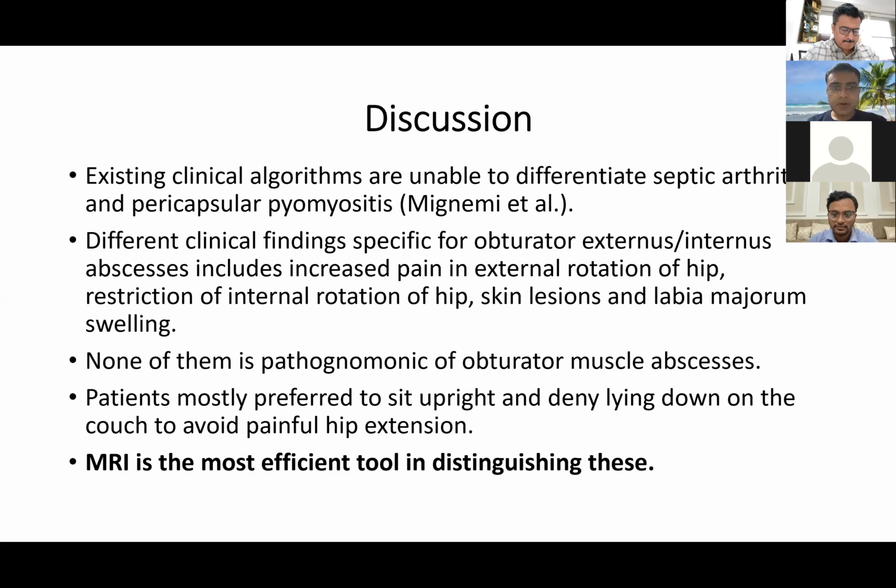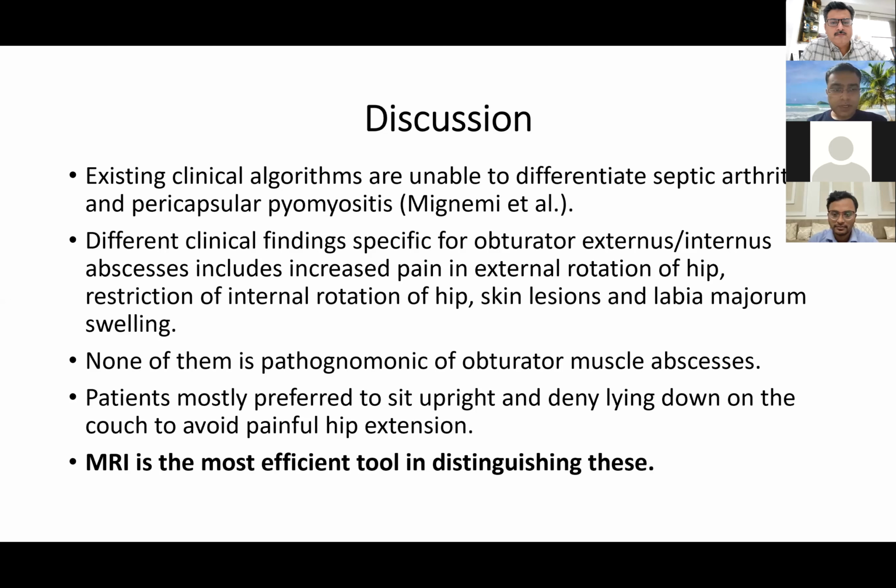Existing clinical algorithms are unable to differentiate septic arthritis and pericapsular pyomyositis. Different authors have reported different clinical findings which are specific for obturator externus or internus abscesses. These include increased pain in external rotation of hip, restriction of internal rotation of hip, skin lesions, and labia majora swelling in females, whereas none of them is pathognomonic of obturator muscle abscess.